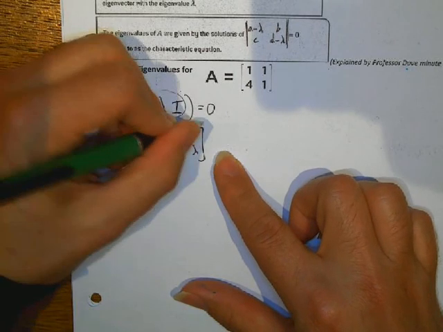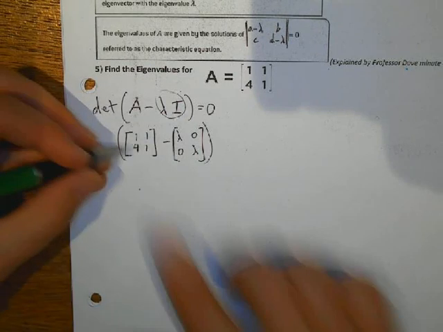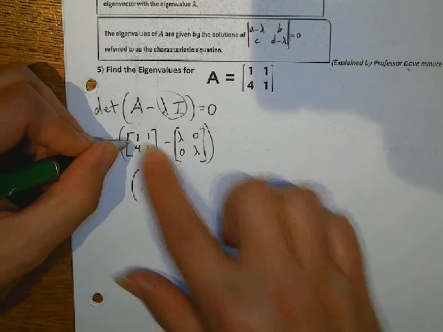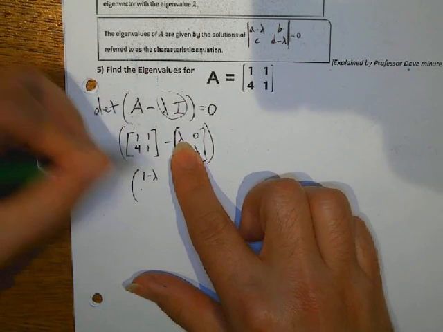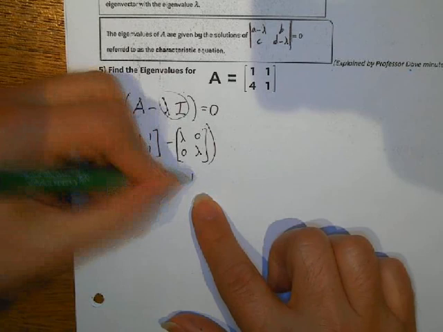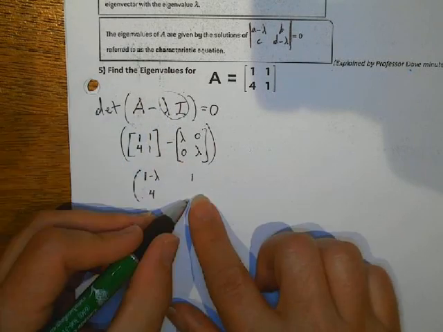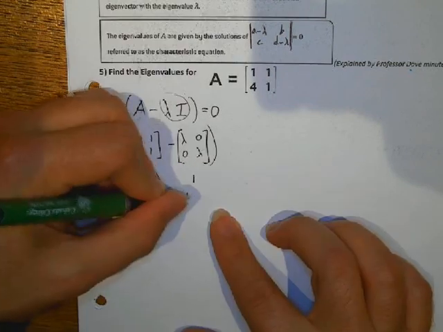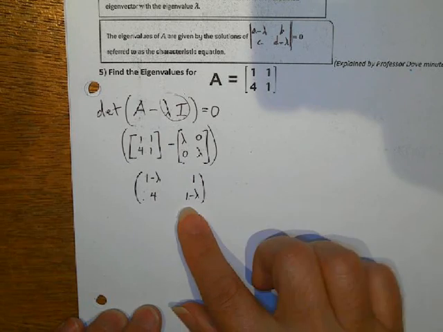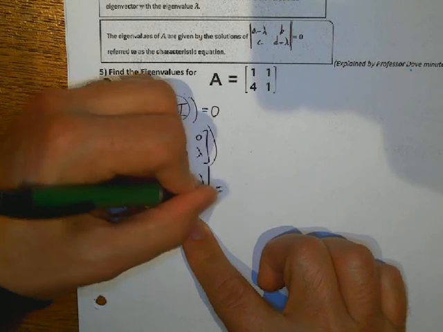If I simplify that, we can do subtraction of the matrices and put it into one matrix, and we get 1 minus lambda. The second space is 1 minus 0, I'm just going to write 1. Here, 4 minus 0, I'm just going to write 4. And then this spot is 1 minus lambda. If I put these absolute value symbols, that means we're going to do the determinant.